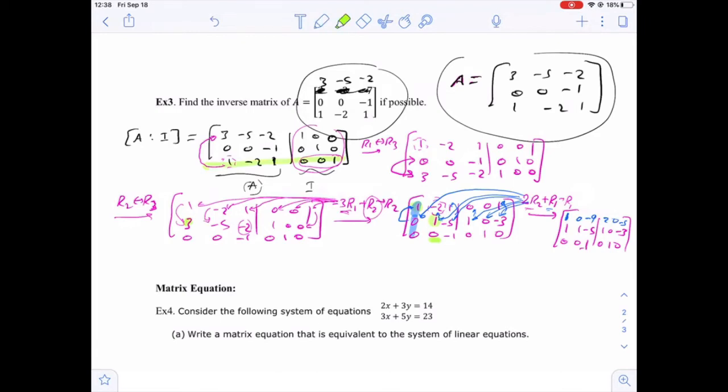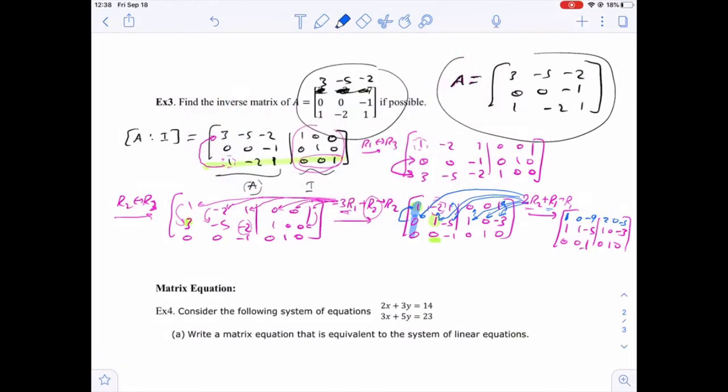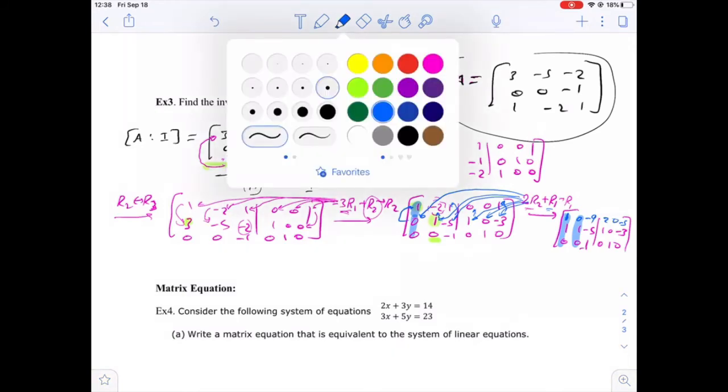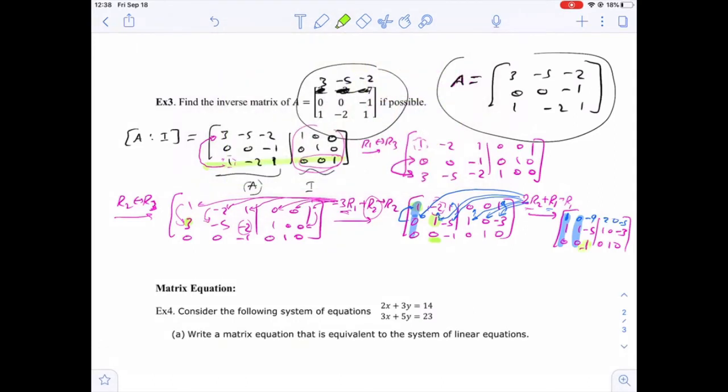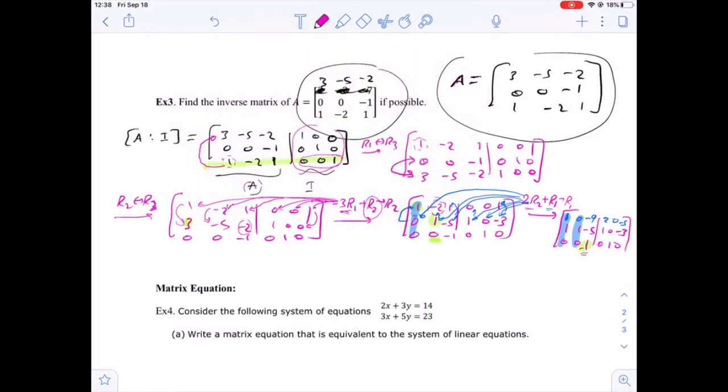Good. Now the second row became a unit column. So we have 2 unit columns. Now we look at the third column. We want to make it a unit column. That means we need this element here to be 1 and everything else in that column equal to 0. So the first step is to convert that number into positive 1. We don't want negative 1, we want a positive 1.